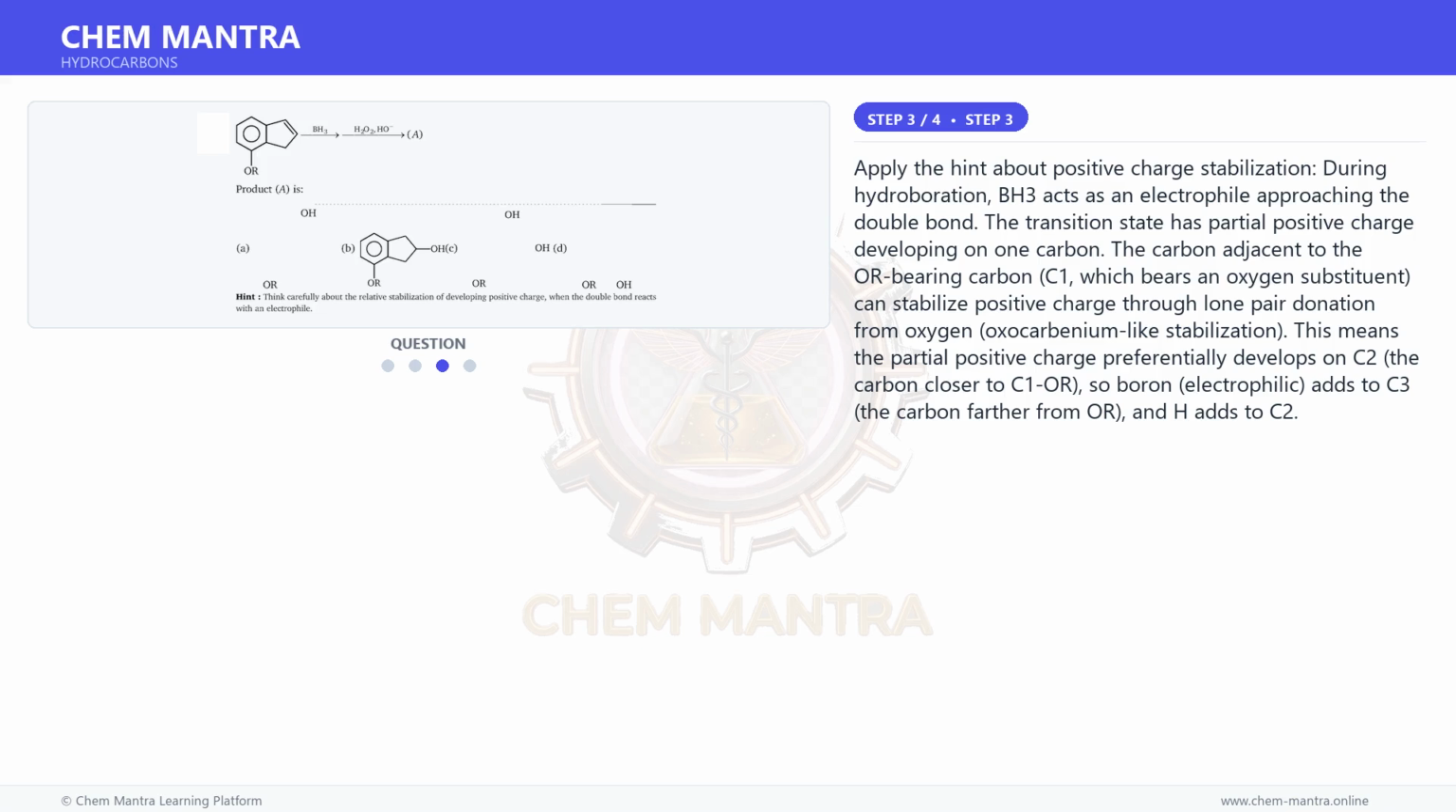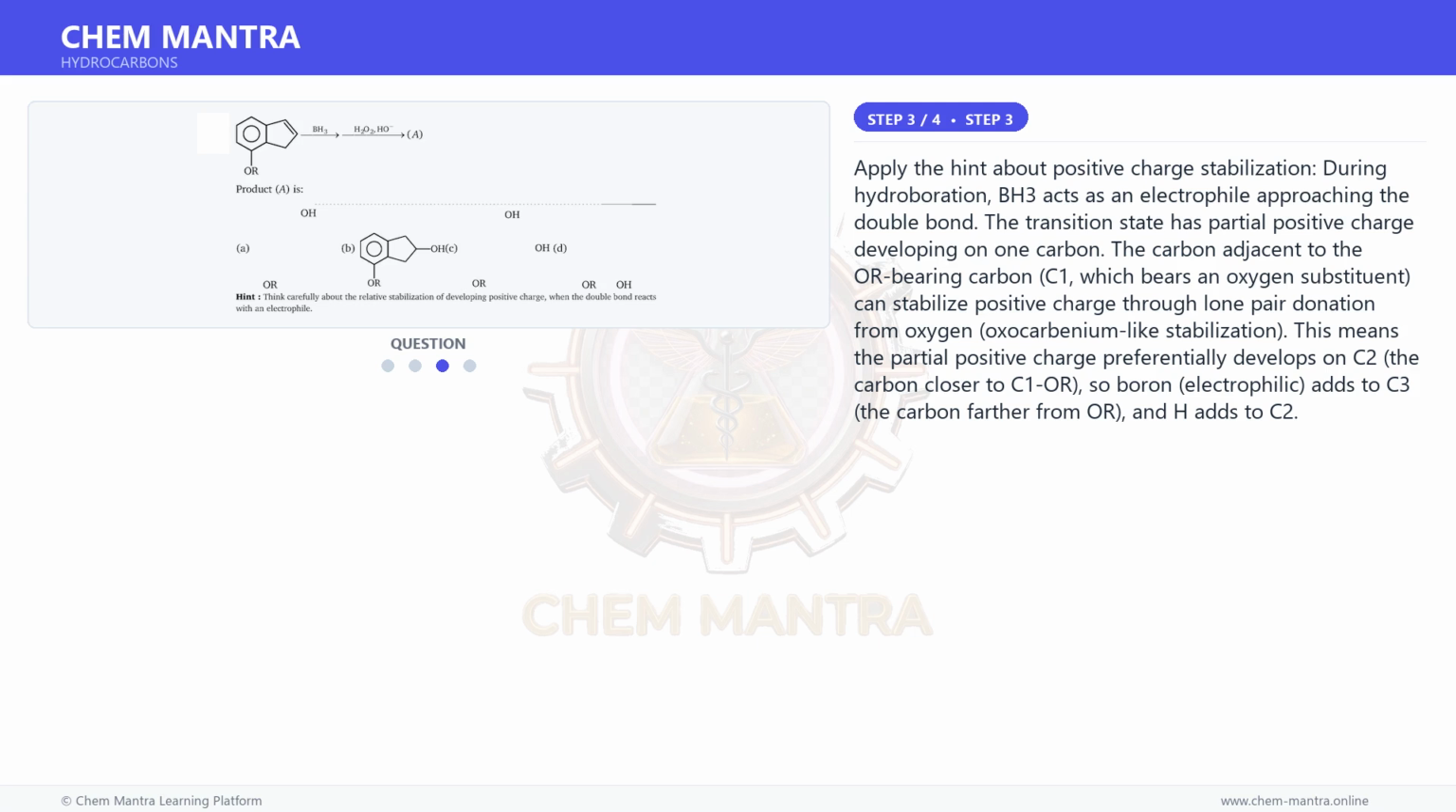Moving on to the next step. Apply the hint about positive charge stabilization. During hydroboration, BH3 acts as an electrophile approaching the double bond. The transition state has partial positive charge developing on one carbon. The carbon adjacent to the OR-bearing carbon, C1, which bears an oxygen substituent, can stabilize positive charge through lone pair donation from oxygen, oxocarbenium-like stabilization.